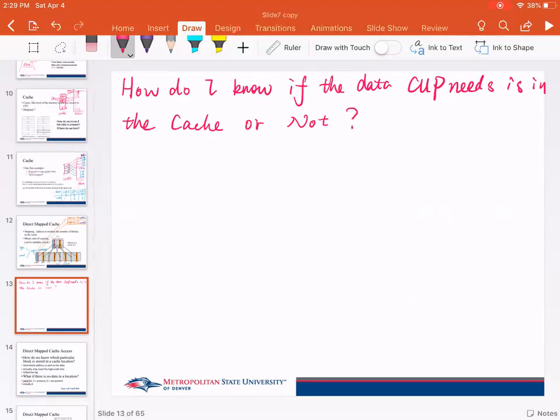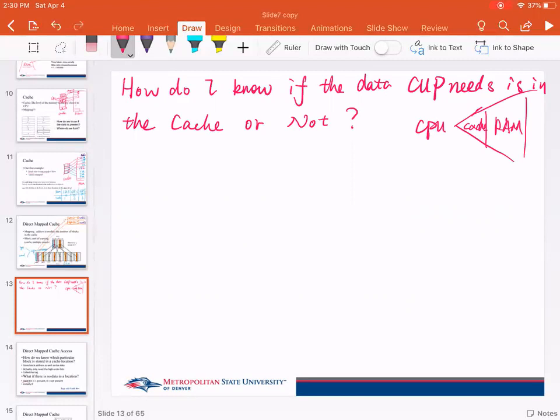How do I know if the data needed by the CPU is in the cache or not? Remember, our CPU is trying to check the cache as the first step. And if the data is not in the cache, then you need to go to the RAM, which is far away from the CPU compared with the cache. So we do not want to go to the RAM to read that piece of data.